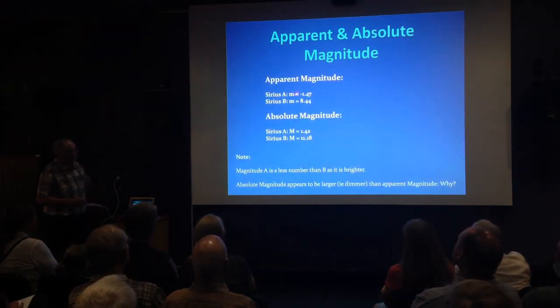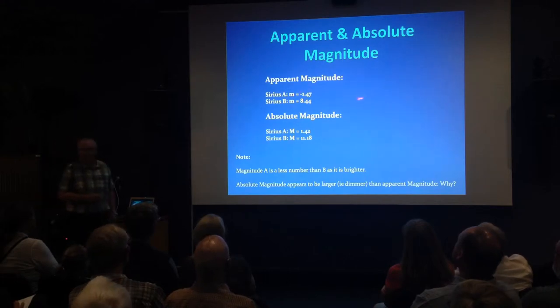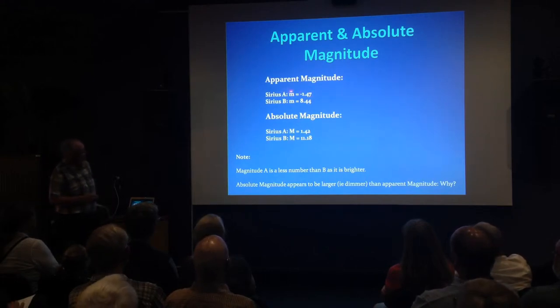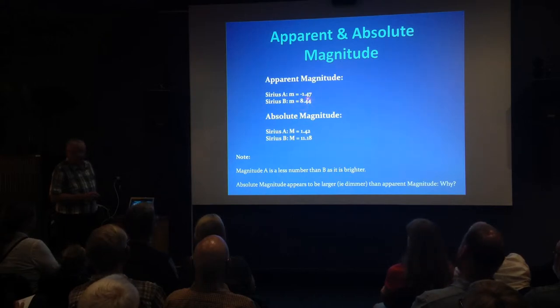Okay, so let's have a closer look at what we're talking about with Sirius. Its apparent magnitude, in other words, how bright it is in the sky for us to look at, through the proper magnitude scale, A is minus 1.47. Sirius B is 8.44. So that makes sense, doesn't it? Sirius B was a little bit smaller, it's not very bright, so it's a much higher number. So that illustrates that quite nicely.